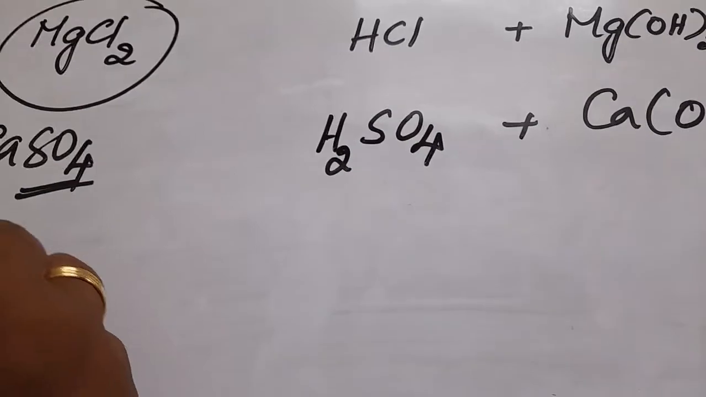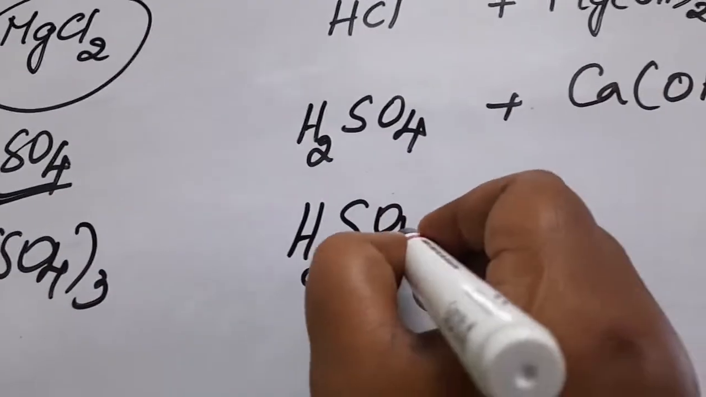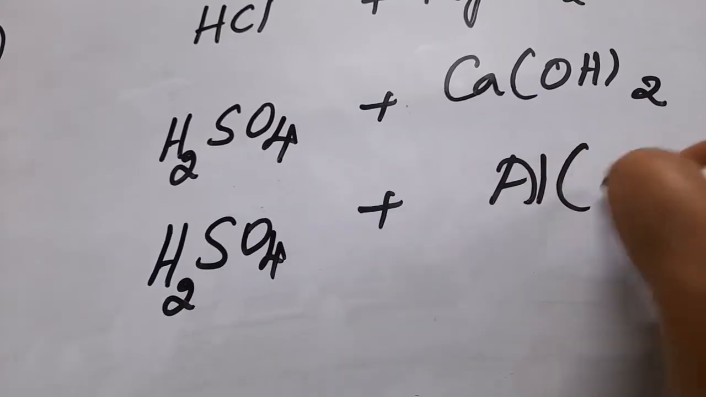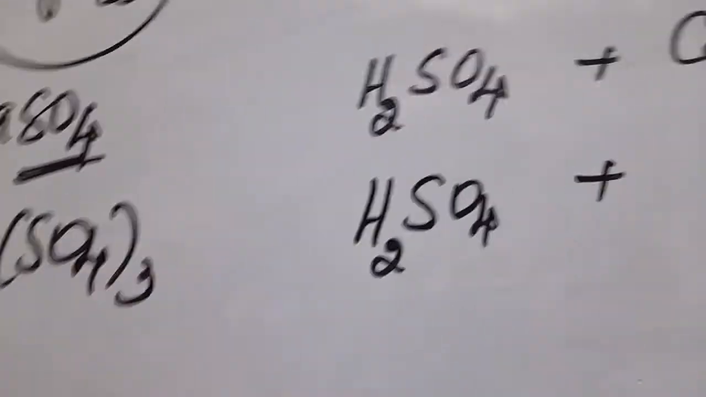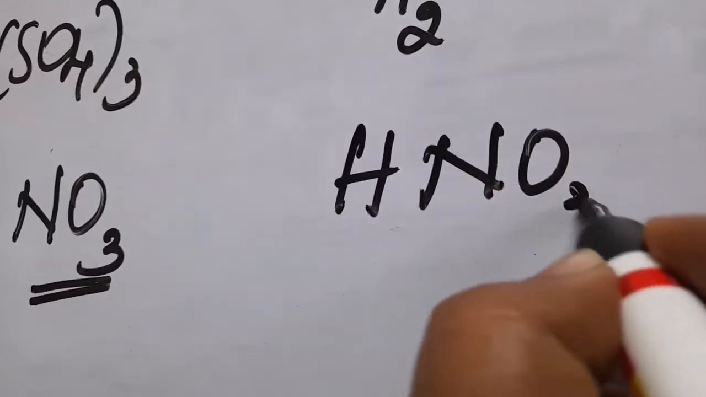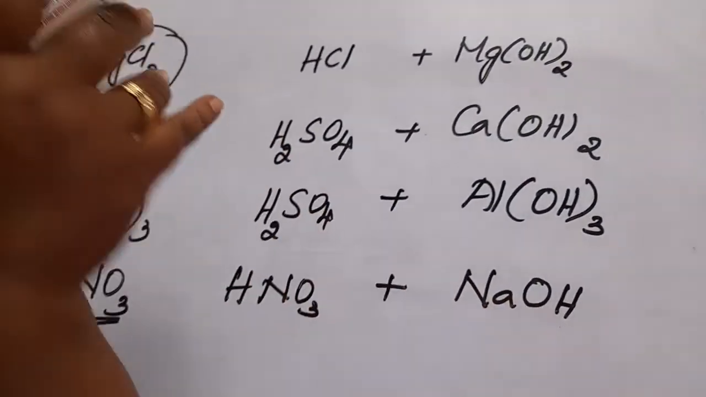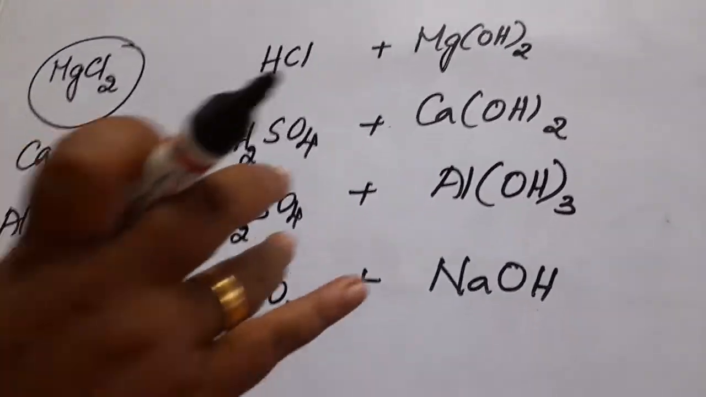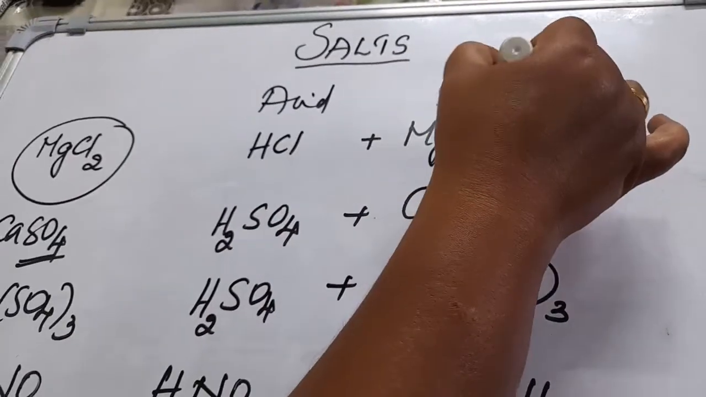Now aluminium sulfate, Al2(SO4)3. Which is the acid here? When sulfate comes, the acid will be H2SO4, and the base or alkali will be aluminium hydroxide. Now NaNO3, sodium nitrate. When nitrate comes, what is the acid formed with nitrate? Yes, nitric acid, HNO3, plus Na. So from the salt itself we can easily identify the acid and the alkali.